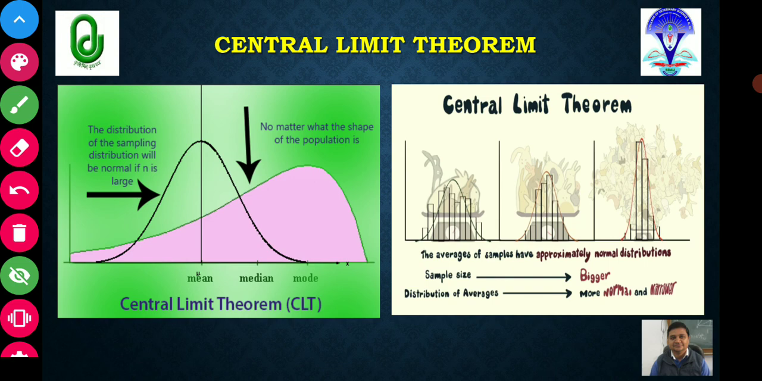Even if the shape of the distribution is not bell shaped. That is why it is telling that no matter what the shape of the population is, even if the shape of the population is not bell shaped, the sample means are still normally distributed when the number of samples that you have taken is very large. So the central limit theorem is telling that the average of samples has an approximately normal distribution.